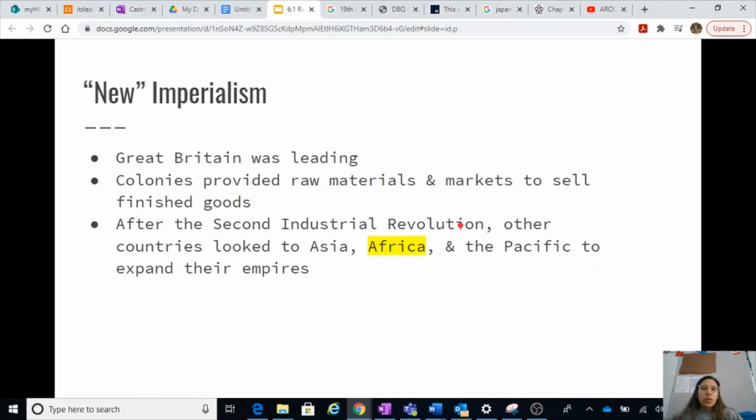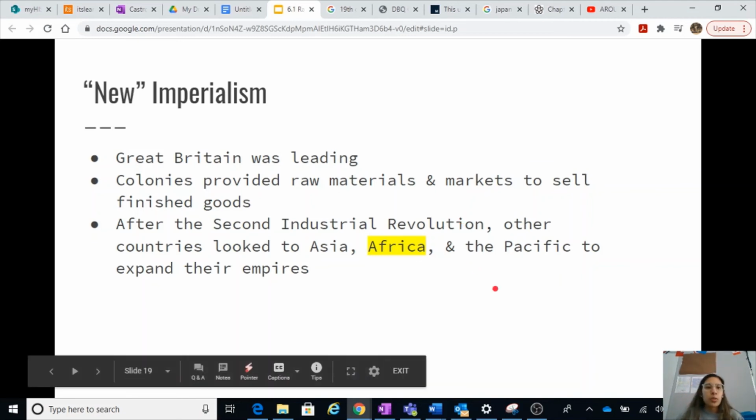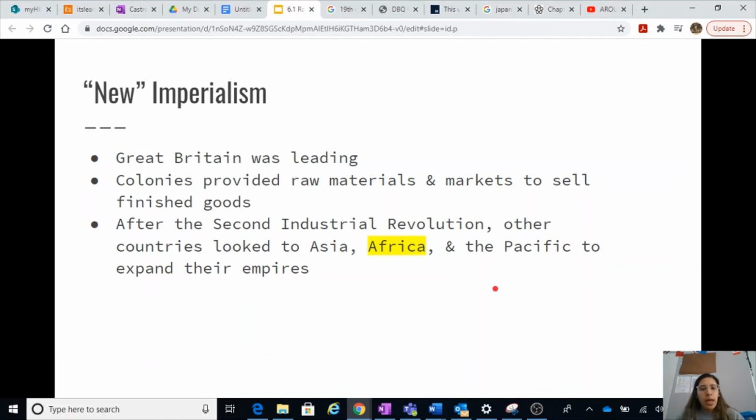So as a result of all of these motivations, we're going to see this new type of imperialism emerge during this time period. Remember, Great Britain is going to be the major player in the game. They're leading in colonies. They have the most, and they're going to have the most land by the end of this time period. Our colonies are going to provide raw materials to make stuff and then markets to sell that stuff to.